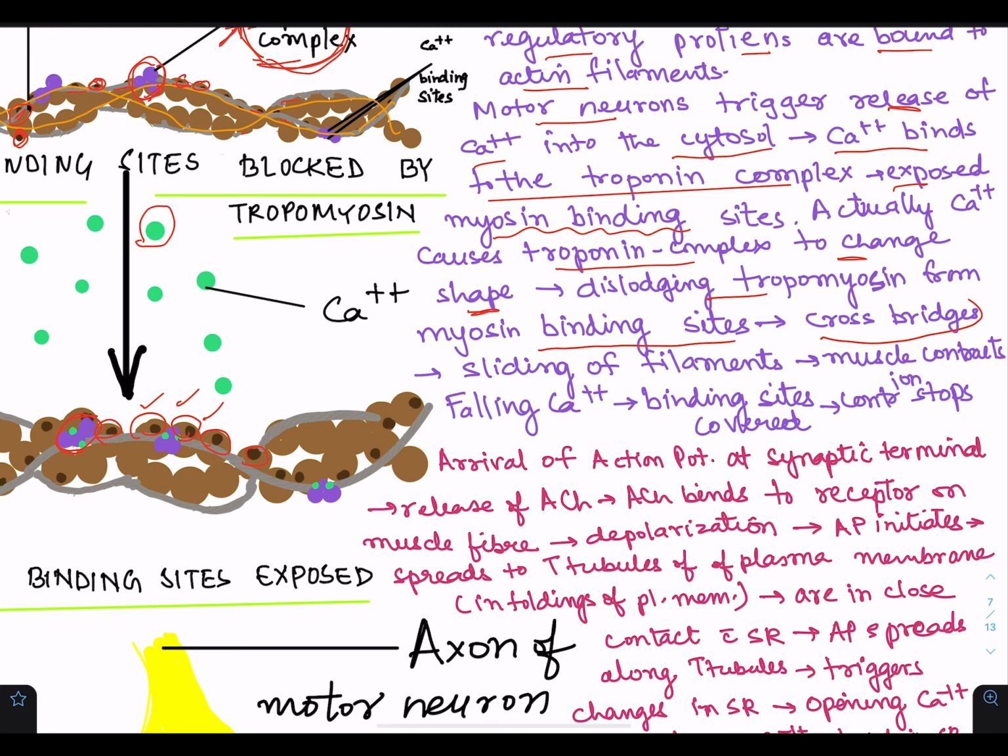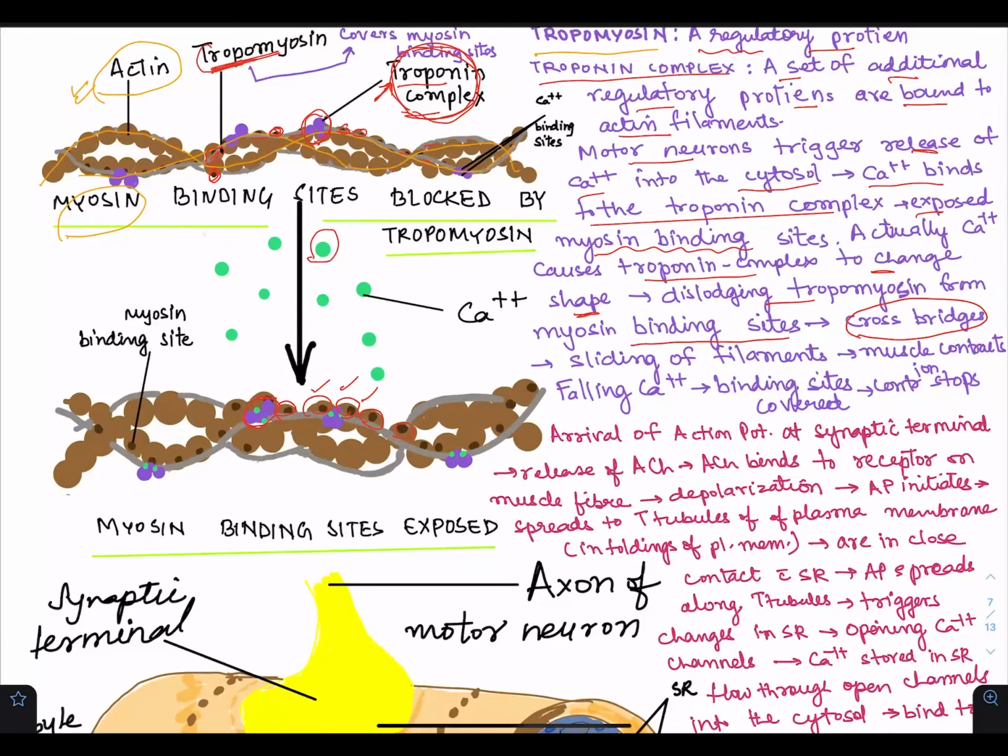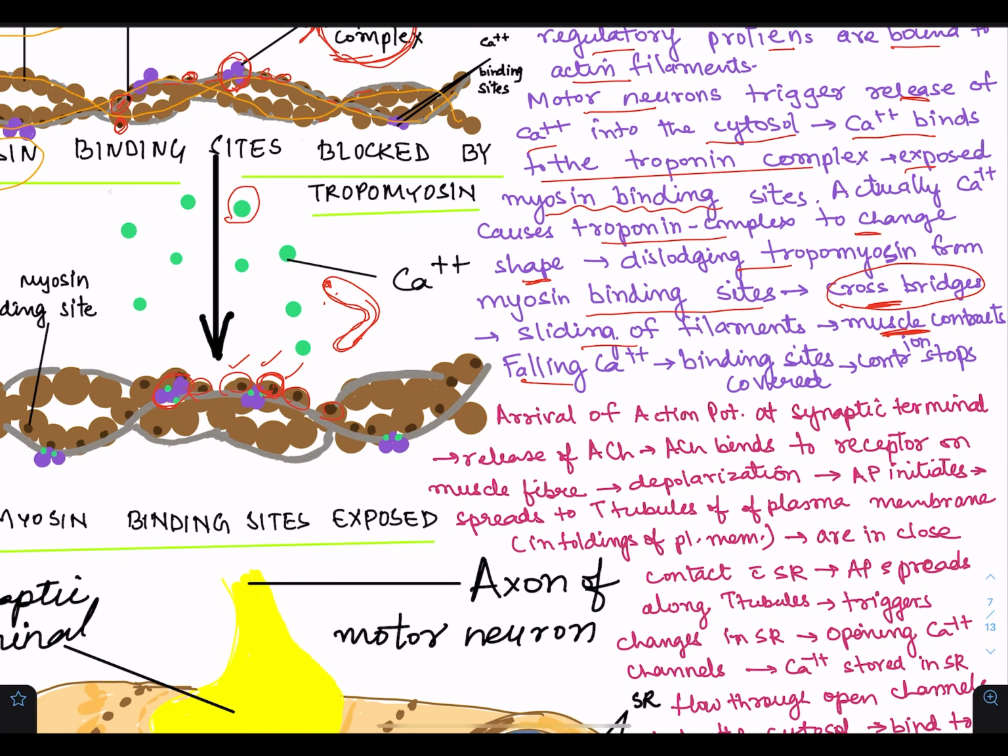Then what happens? Cross bridges. What are cross bridges? We all know that myosin is a racket-like structure, with a head and a tail. This head will attach to these myosin binding sites, and the bridge which is formed is known as a cross bridge. Cross bridges will be formed. This causes sliding of filaments, and sliding of filaments will cause contraction of muscle. The reverse happens when the calcium ion concentration falls. Then the binding sites will be covered again and the contraction will stop.